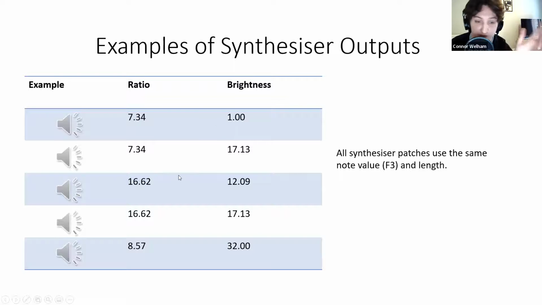I won't make you listen to the other 3, but as you can imagine, ratio increases the harmonic complexity, and brightness works as a fader knob for any added harmonics at the end. It's also worth noting that all of the synthesizer patches use the same note value and length as an input.